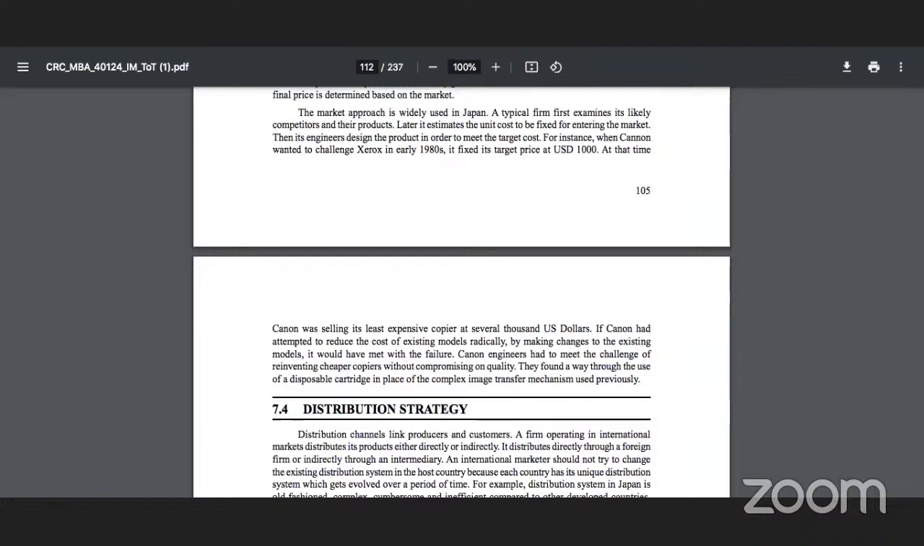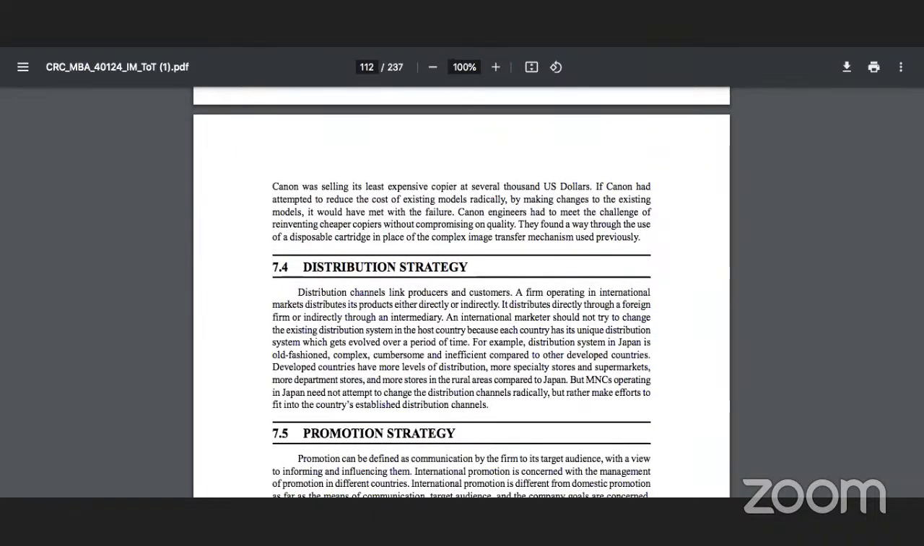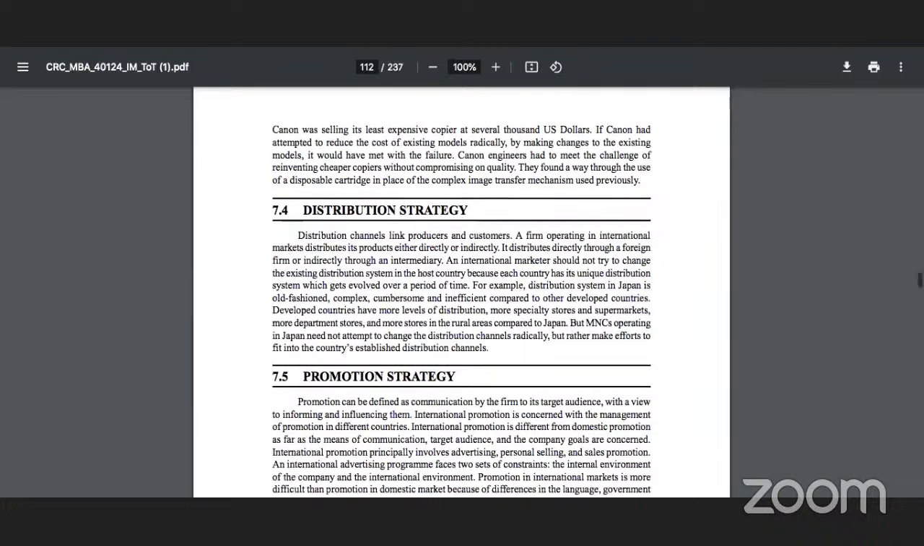For example, when Canon wanted to challenge Xerox in the early 1980s, it fixed its target price at USD 1000. However, Canon at that time was selling its least expensive copier at several thousand US dollars. So, how can it sell its product for just $1,000? So, if Canon had attempted to reduce the cost of existing models radically by making changes in their prices, it would have been met with failure.